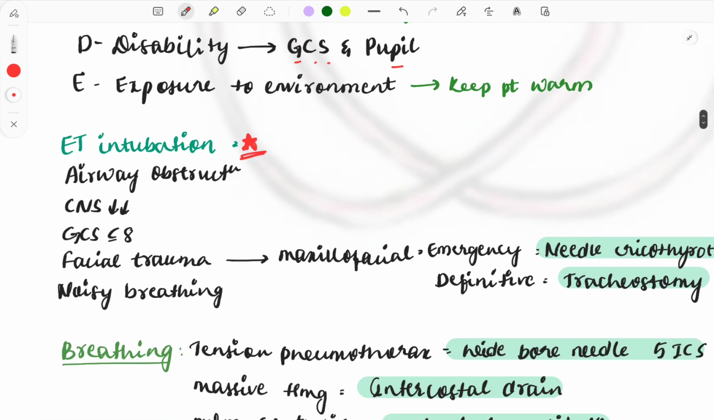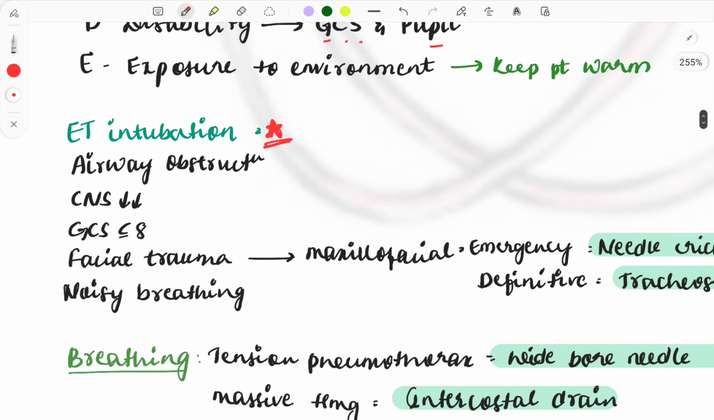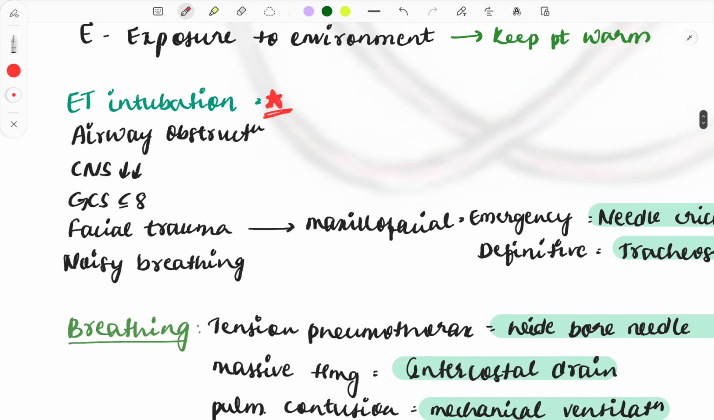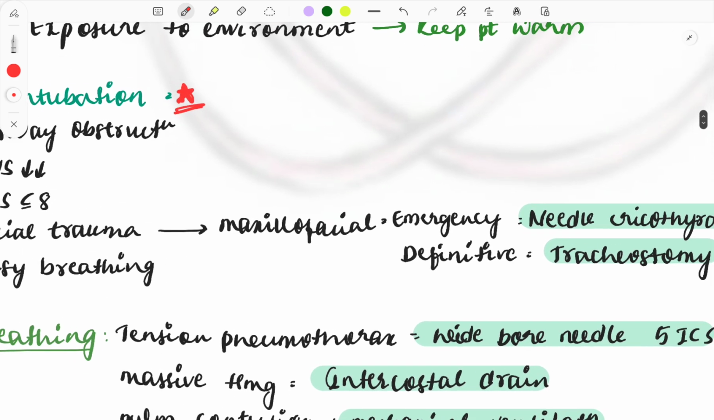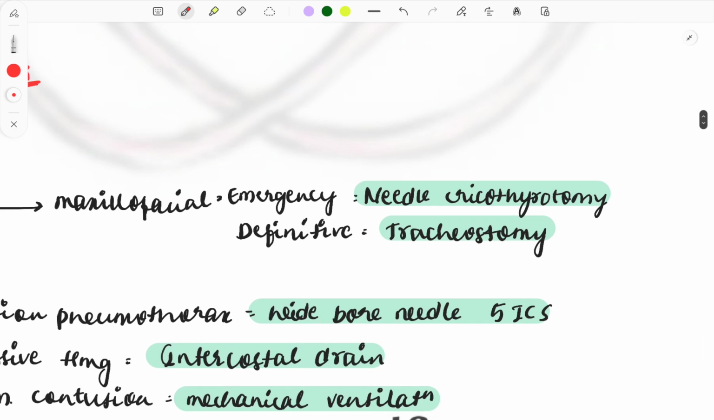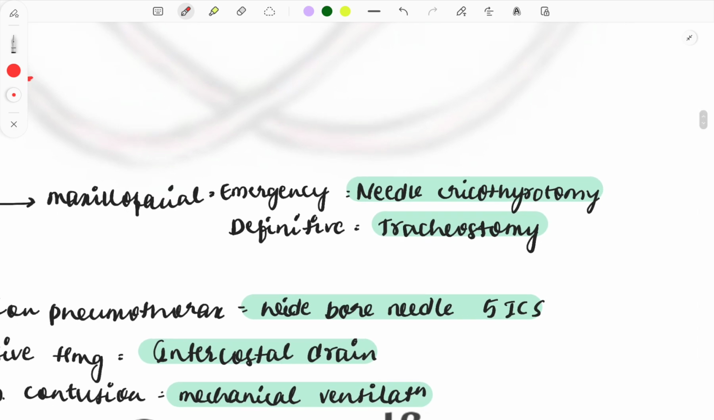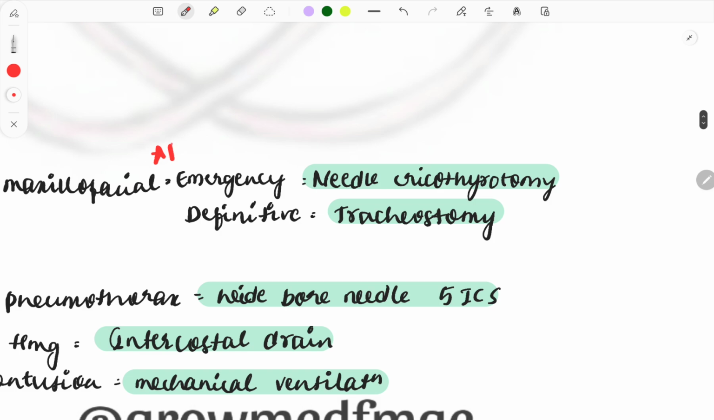If they are present in the patient, then we will go with the intubation. So airway obstruction, CNS depression, GCS less than 8, facial trauma is there. In case of maxillofacial trauma, we need to do emergency needle cricothyroidotomy and definitive tracheostomy. So this was a PYQ, and this was asked recently in the Jan 24 exam.